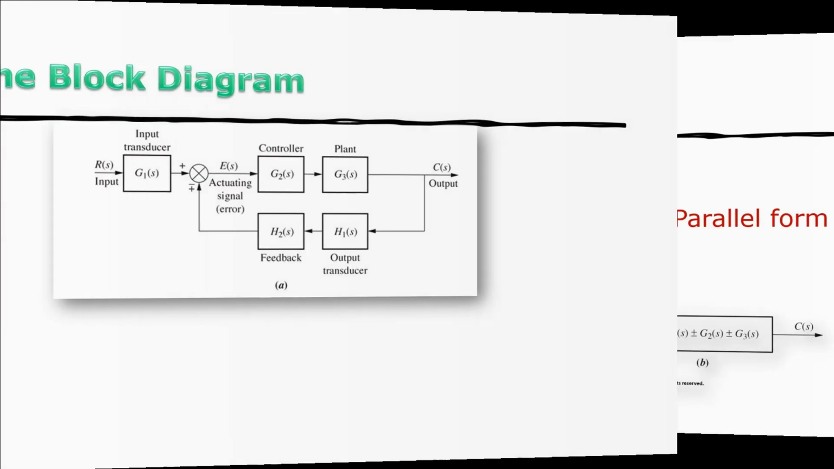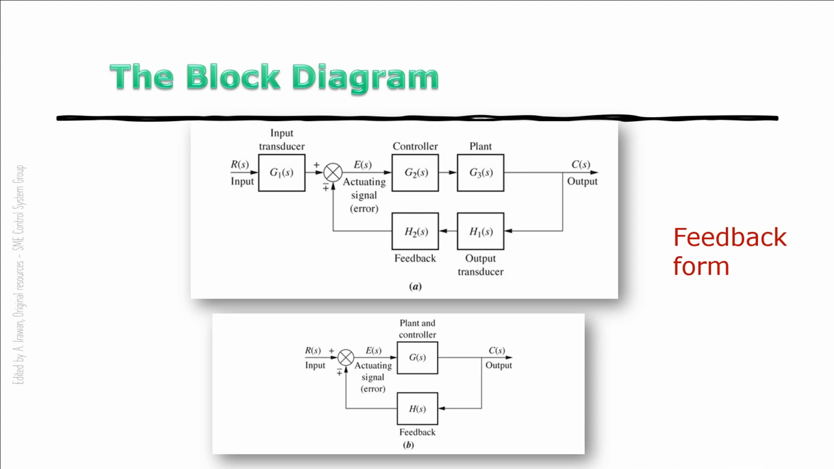Another one is the feedback form, which is the closed loop block diagram form, the closed loop control system form. Feedback is another name for closed loop. When we come to this situation, the first thing we need to identify is the simplest forms from before, which are the parallel form and the cascade form.